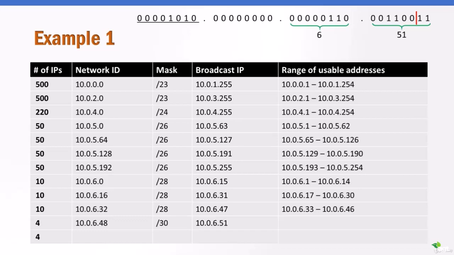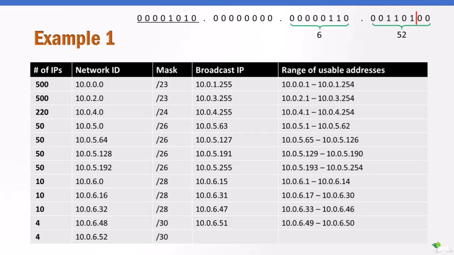So that's 10.0.6.51. As for the range, we can anyway only use 2 IP addresses, and these are 49 and 50. Finally, our last subnet network ID is 10.0.6.52, and this is what that looks like in binary format. The mask, of course, remains the same, /30.